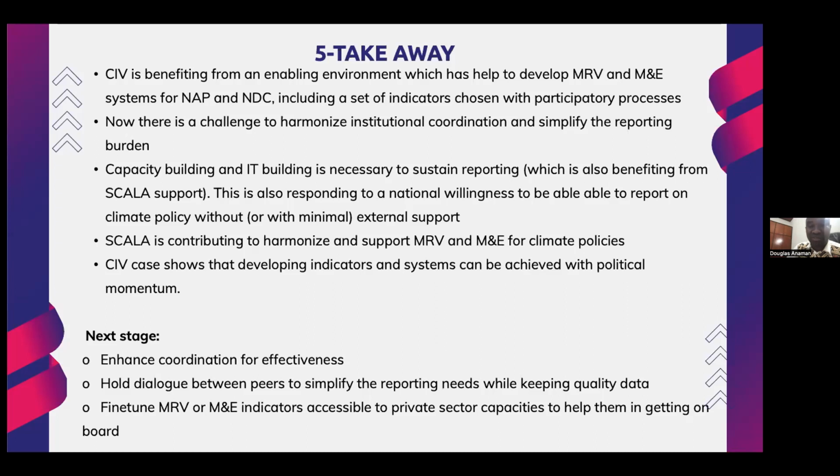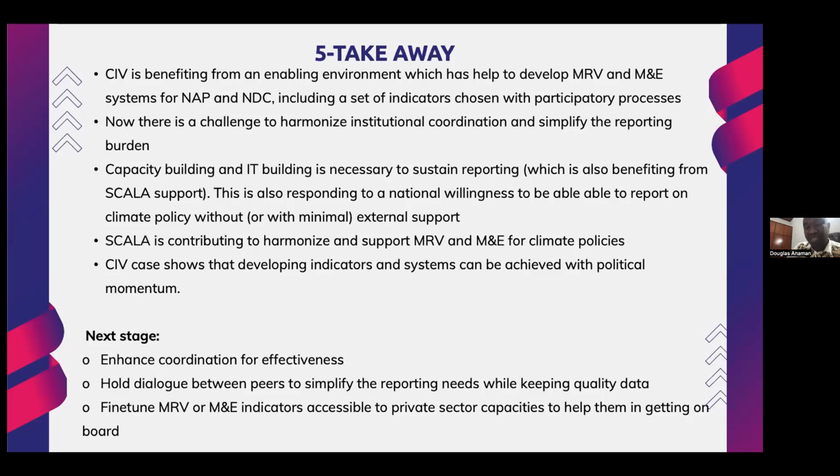This is also responding to a national willingness to be able to report on climate policy with minimal external support. SCALA is contributing to harmonize and support MRV and MNE for climate policies. The Côte d'Ivoire case shows that developing indicators and systems can be achieved with political momentum.